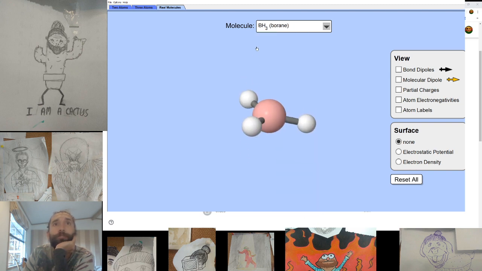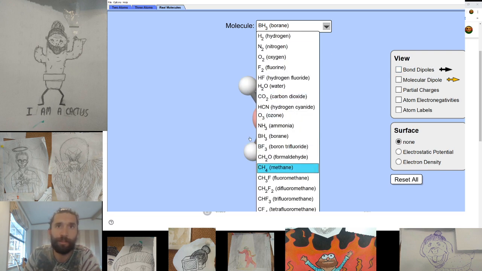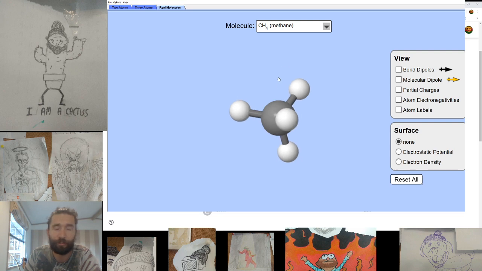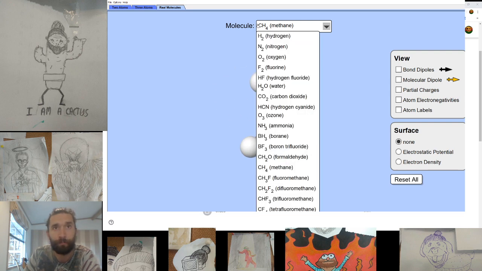This one here, trigonal planar, that can be non-polar. They can cancel each other out. So here we've got 3 equal dipoles, and if we add them together, we get no molecular dipole, so it can be non-polar. And the last one is CH4. Sorry, tetrahedral, which can be non-polar if they are all the same.